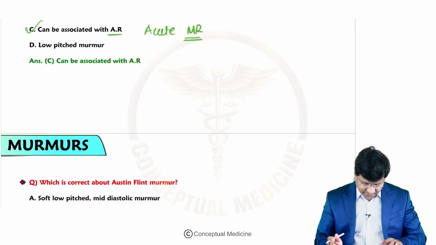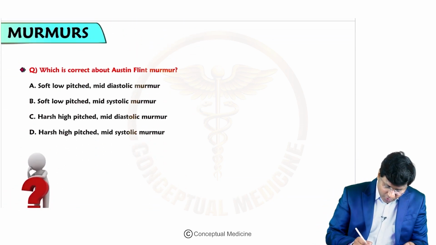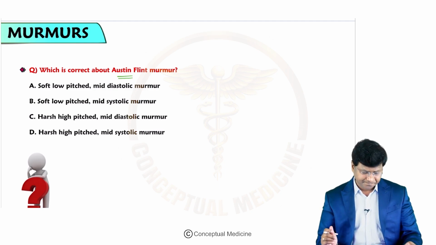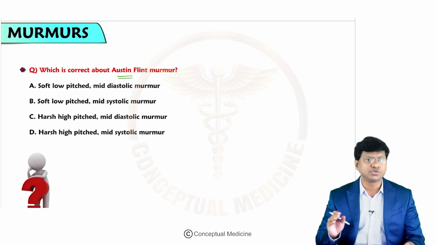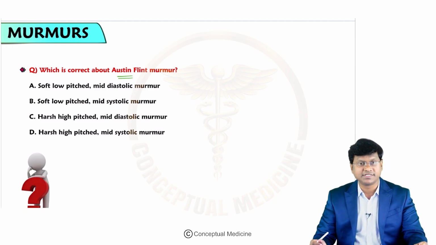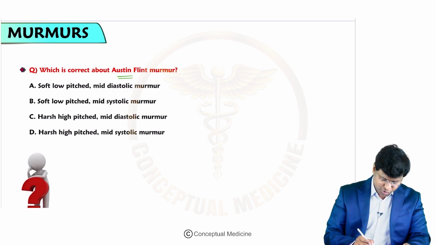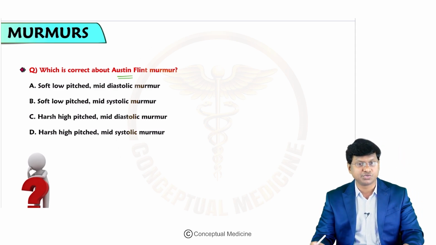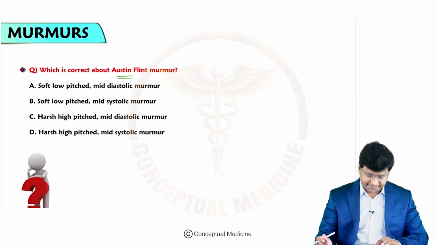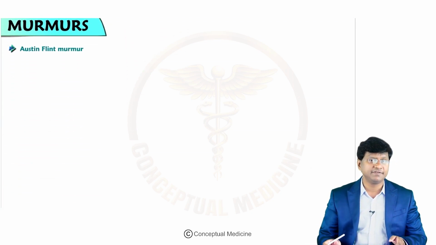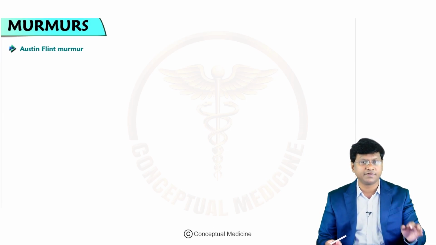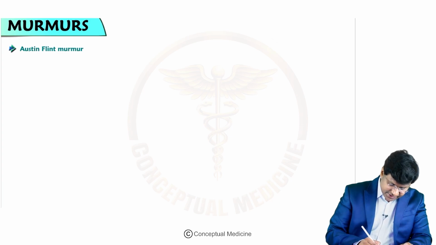Next. Now the next question is, what is correct about the Austin Flint murmur? The Austin Flint murmur is also a named murmur. Where do you come across this and what are its characteristic features? Soft low pitched mid diastolic murmur, soft low pitched mid systolic murmur, harsh high pitched mid diastolic murmur, harsh high pitched mid systolic murmur. So let me discuss the Austin Flint murmur. It has features almost similar to those of the Carey Coombs murmur. That is, it is also a mid to late diastolic murmur.